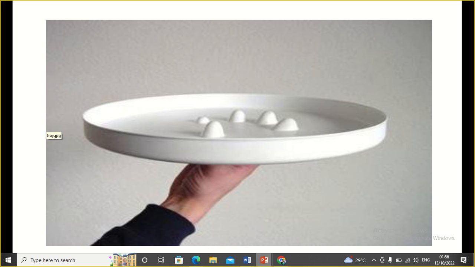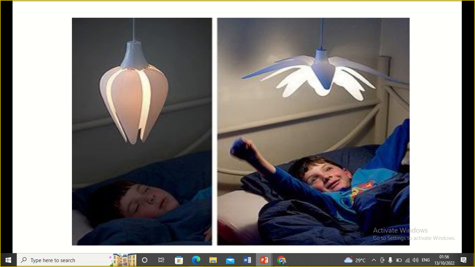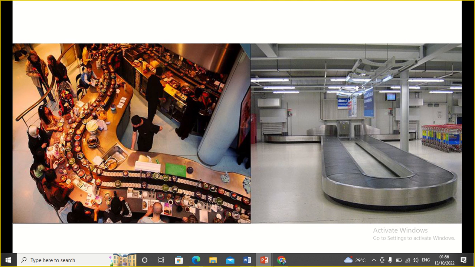Now this plate has more grip when the server carries something. So there are many products like this. Here you can observe, when the restaurant is designed in this way, more consumers can sit and take their food.